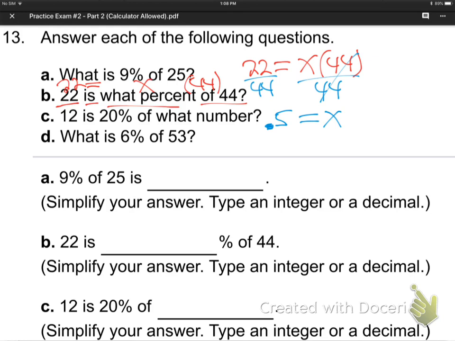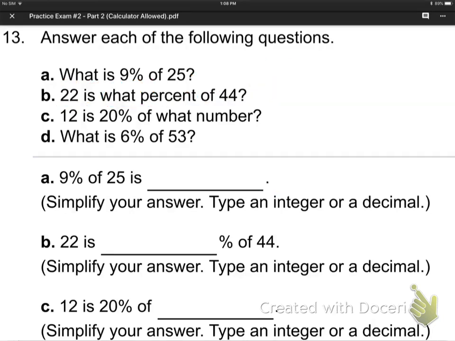But that's not my answer because they said what percent. So we got to turn that into a percent. How do you turn that into percent? You take the 0.5 and you put the percent symbol on it, moves 2 places. So it becomes 50%, doesn't it? See, 12 is 20%, that's 0.20, times what number?